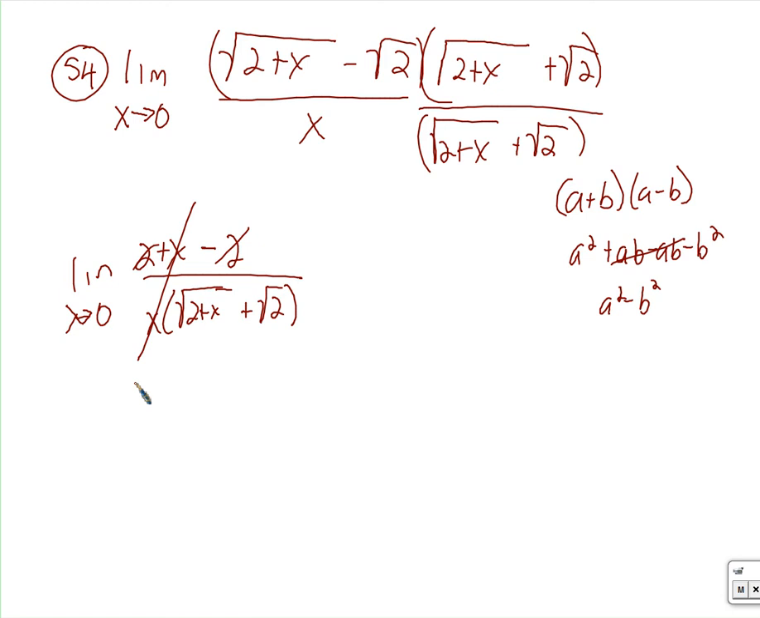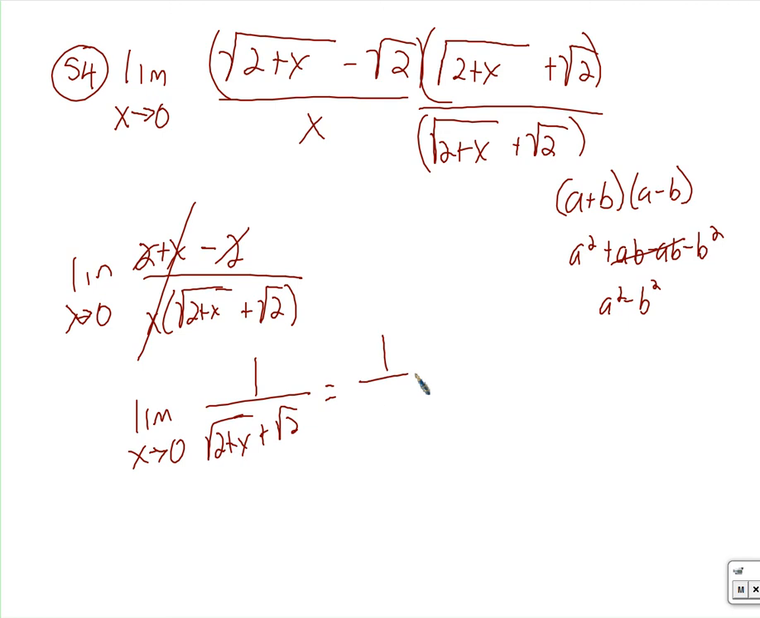x divided by x is 1. Right? The 2 and minus 2 is gone. And now we have x divided by x is 1. And so the limit as x approaches 0 of 1 over the square root of 2 plus x plus square root of 2. We had an issue when we came up here. We plug 0 in, we get 0 in the denominator. Let's see if we get the same issue here. Do we? You don't. We get square root of 2, 1 over square root of 2 plus square root of 2.